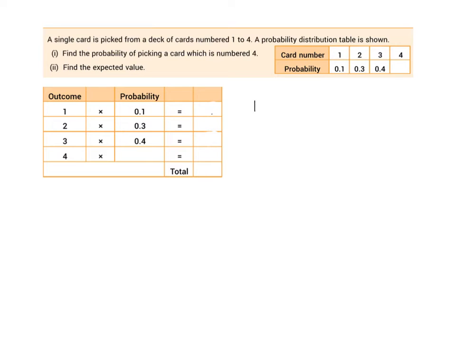So for part 1, we're simply going to say it's 1 minus 0.1 minus 0.3 minus 0.4. And that leaves us with a total of 0.2. So what that means is that the probability of a 4 is 0.2, and we can fill that in down here as well.